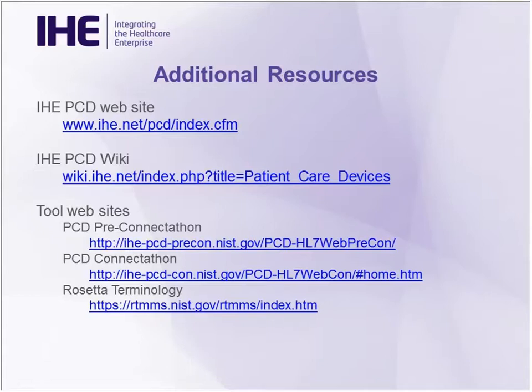If you want to look at the tools, so if you think you've already implemented something that is IHE PCD profile conformant, you can actually go in and look up the information in the Rosetta terminology mapping management system. So you can find that your observations, attributes, and units of measure, etc., would be conformant. And then you can actually run the pre-Connectathon testing on your data. And you can also use the actual Connectathon test tool prior to Connectathon. Next slide, please.